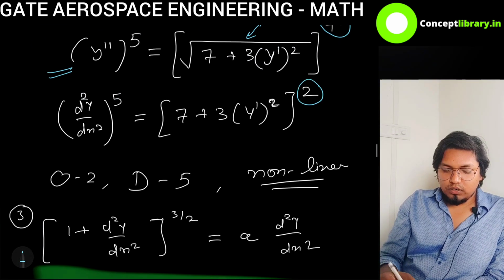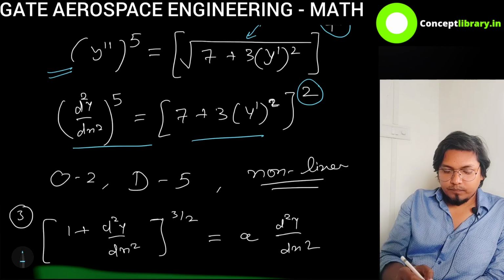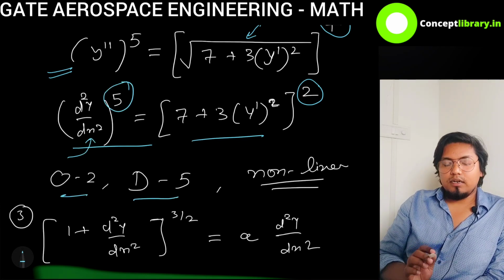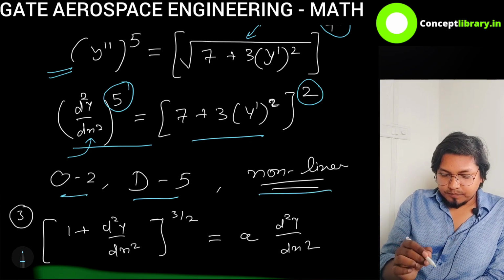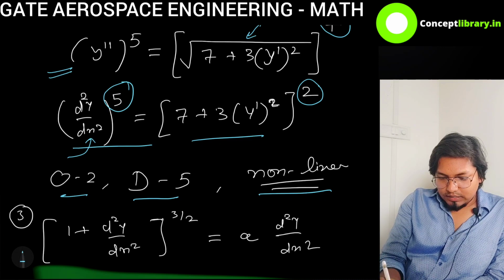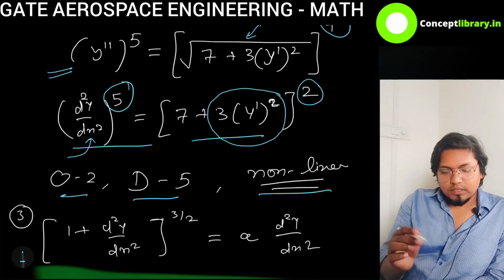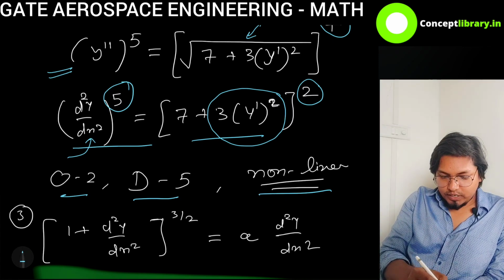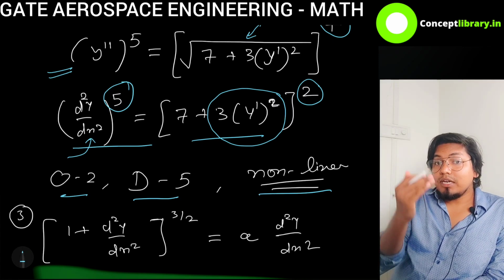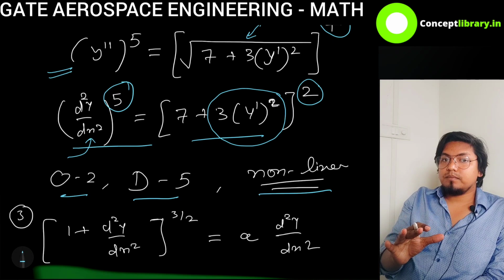Okay, now you can clearly see in this expression, the highest order is 2, and the power of that became the degree, so order 2 and degree 5, and it is non-linear. Why is it non-linear? Because you can check here that y dash is multiplied with y dash, and d2y by dx square is multiplied with itself 5 times, highly non-linear.